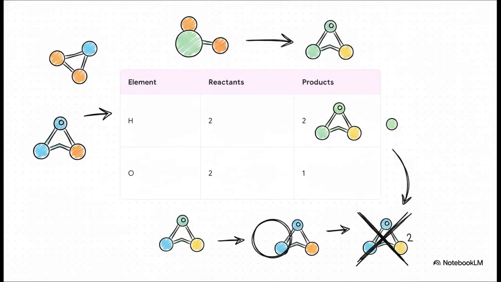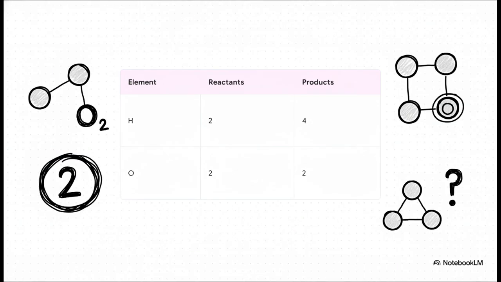On the reactant side, we have 2 hydrogens, and on the product side, we have 2. Okay, so far so good. Hydrogen is tied. But looking at oxygen, we have 2 on the left and only 1 on the right. We're literally missing an oxygen atom. And remember our golden rule, we can't just slap a tiny subscript 2 onto the water molecule, we have to use coefficients. So, to fix the oxygen, we put a coefficient of 2 in front of the entire H2O molecule.